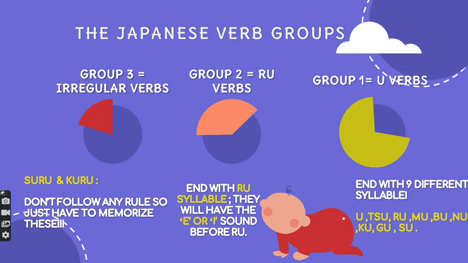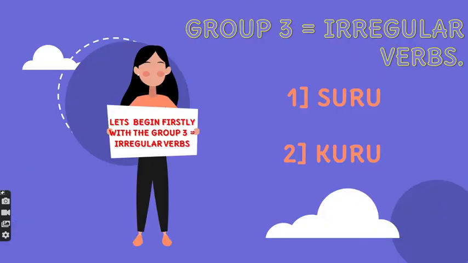Okay, the group 3 verbs are the irregular verbs, suru and kuru. They do not follow any rule, so you have to memorize them, okay? Group 2 verbs are the ru verbs. Ru verbs are the verbs which have a ru syllable at the end, but they have a sound of e or i before it. And the group 1 verbs, the biggest part of Japanese verbs, end with 9 different syllable sounds: u, tsu, ru, mu, bu, nu, ku, gu, su. So whenever you find these sounds at the end of a verb, they belong to group 1. Okay? Now, let's understand one by one.